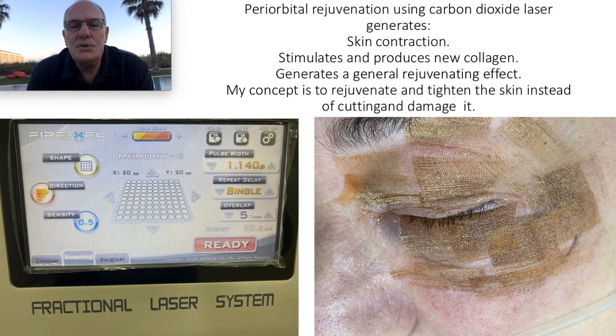Periorbital rejuvenation using carbon dioxide laser generates skin contraction, stimulates and produces new collagen, and generates a general rejuvenation effect. My concept is to rejuvenate and tighten the skin instead of cutting and damaging the skin. This is a fact. I can do it.